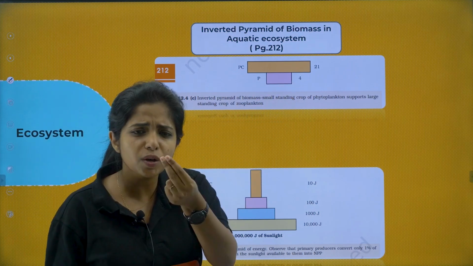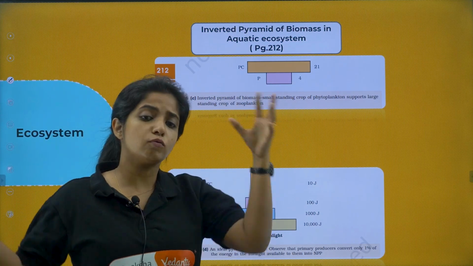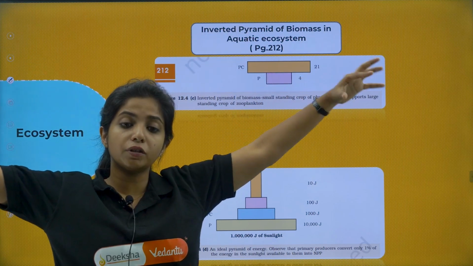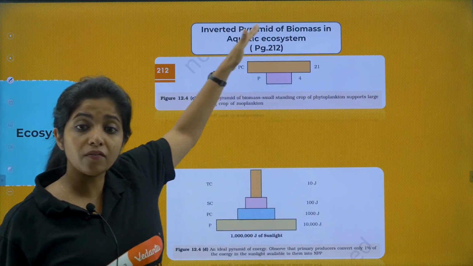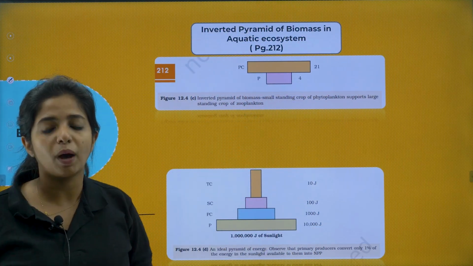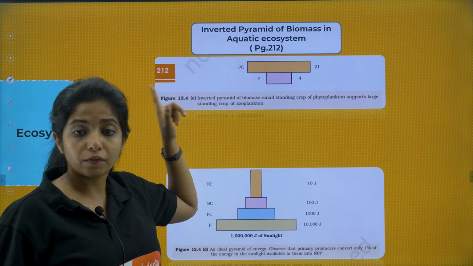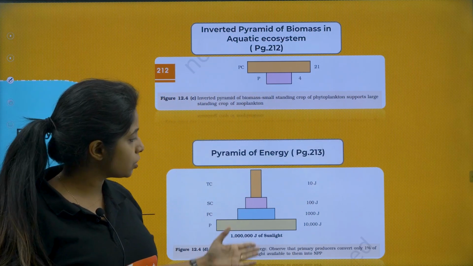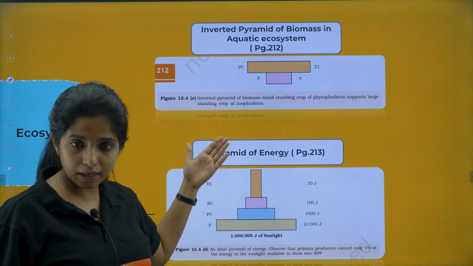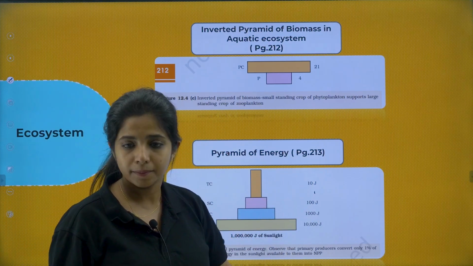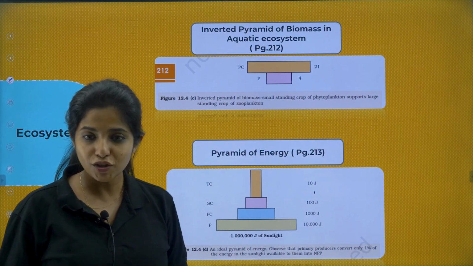Why? Because phytoplanktons are really small. Then you have zooplanktons feeding on them. Then you have small fishes and big fishes. So the biomass gets bigger going up, so it will be an inverted pyramid of biomass in the case of an aquatic ecosystem. Very important. You might have to draw all of them. Now the pyramid of energy is always upright, because it is going to lose 10% at every step as it goes upwards. So please know that.